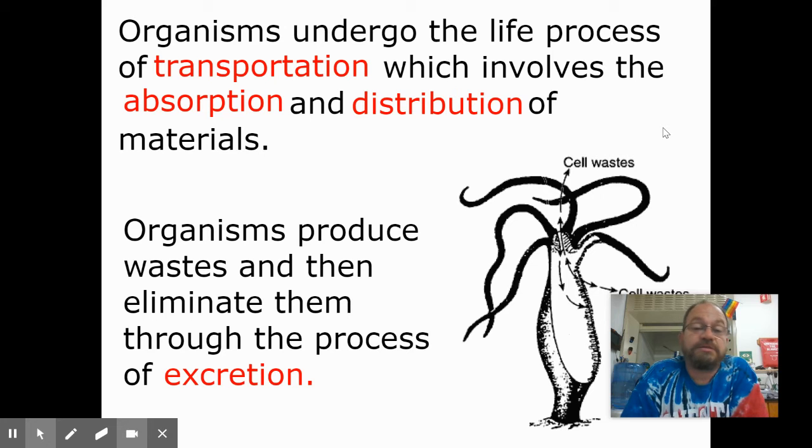We eliminate waste. Organisms eliminate waste through what's called excretion. When you get rid of the stuff that you don't need anymore, you excrete it. And it can be either liquid waste or solid waste. There are different ways that can happen too.